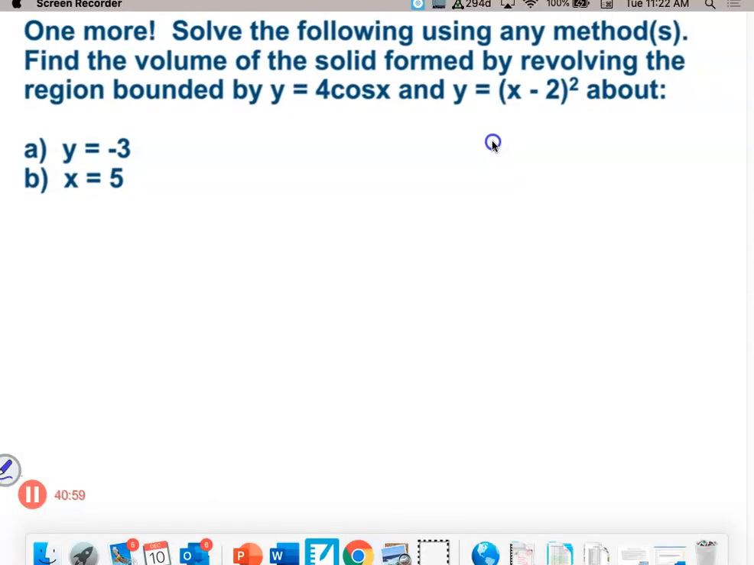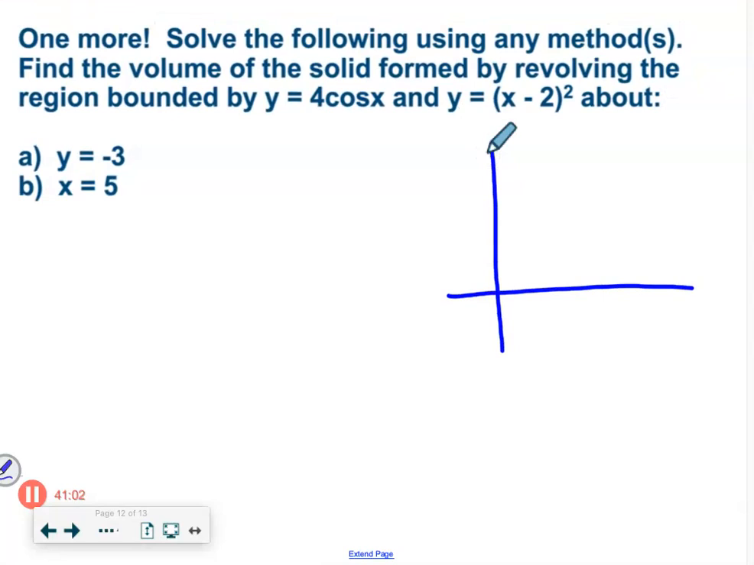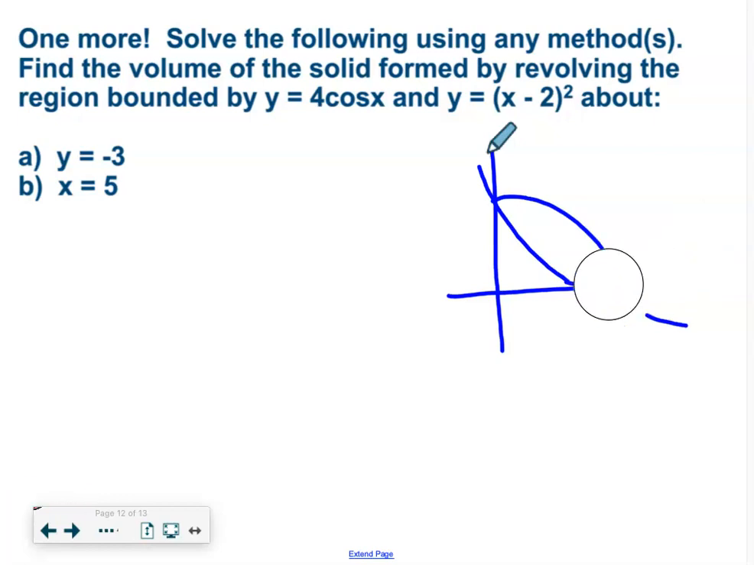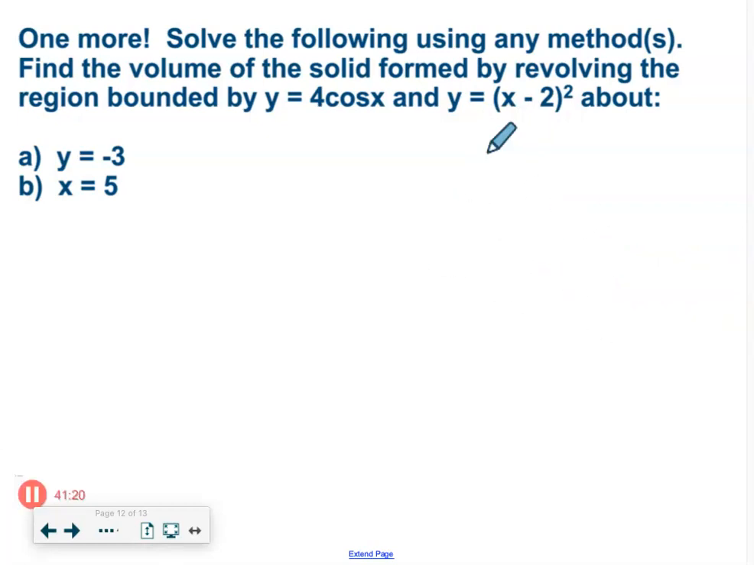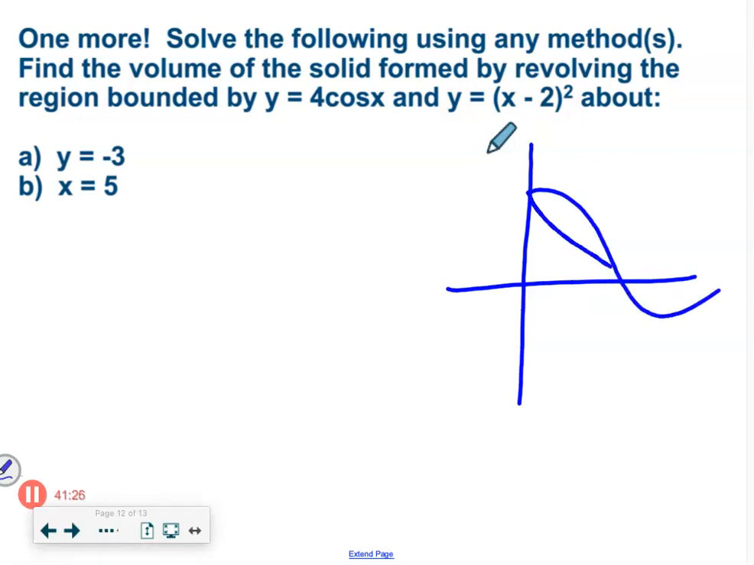All right, for this problem, we have y equals cosine x, and we have y equals x minus 2 squared, which I'm not drawing right. It actually hits after the cosine x, so let's try this again. All right, so there's our cosine x, and then x minus 2 squared actually looks kind of like that. They do intersect here. This is the point 0,4, but to find this point of intersection, you have to use your calculator, and I am going to quickly do this.